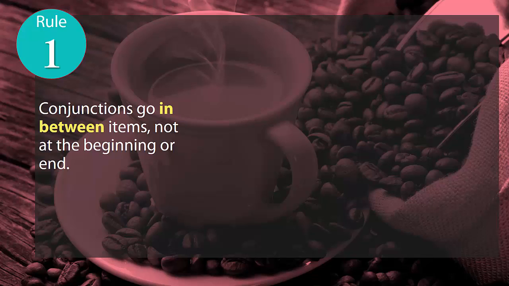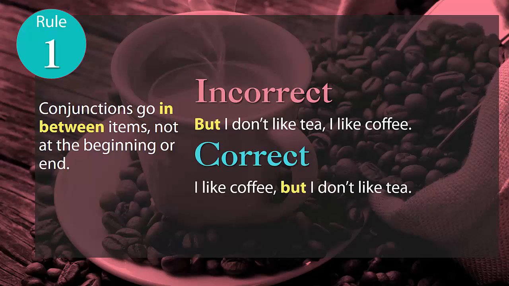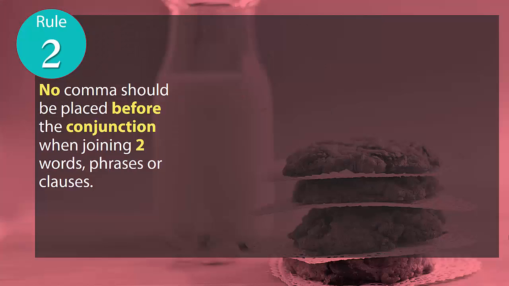If you take a look at the examples, what will be incorrect is: But I don't like tea, I like coffee. Even if you say but I don't like tea, full stop, that will be incorrect. So you see, but cannot be used at the front of the sentence. But the correct way will be: I like coffee but I don't like tea. That will be correct. And you must have your favorite comma at the front of but.